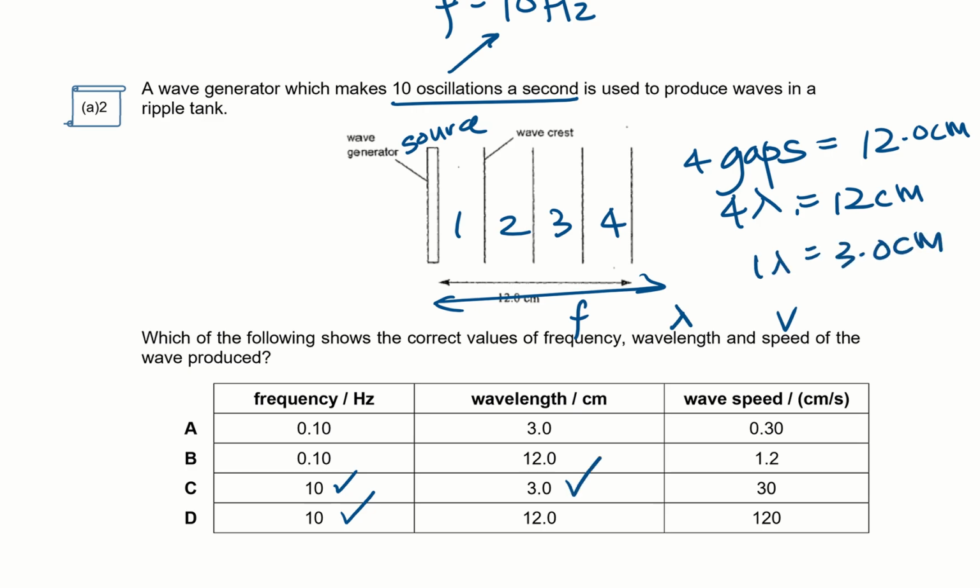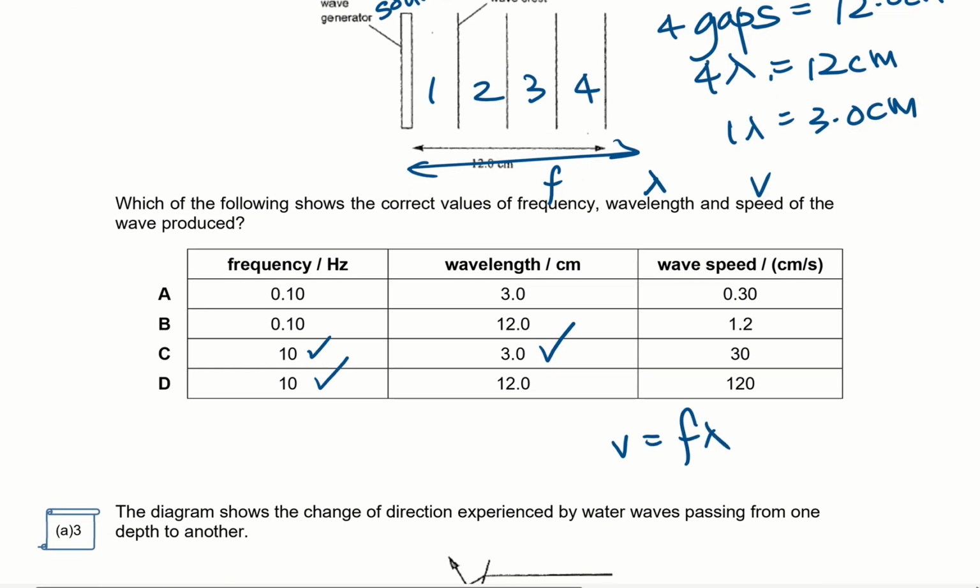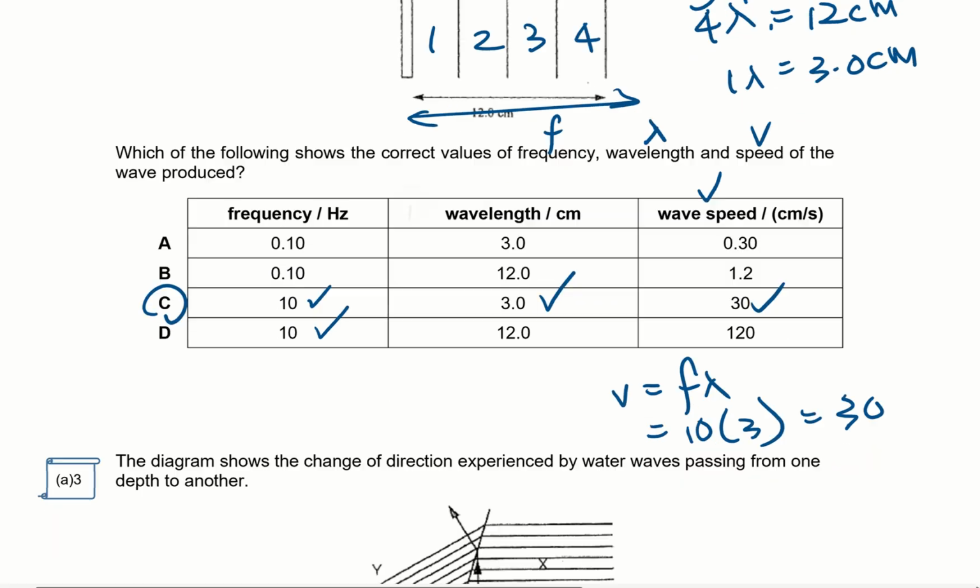Okay, so let's check the final answer. v equals f lambda. This is wave speed. I have my frequency, which is 10, and my wavelength, which is 3. So I get 30 cm per second. So the answer is C. Simple.